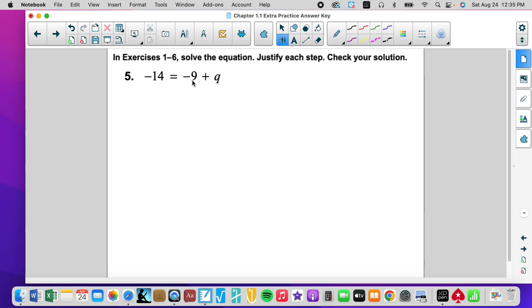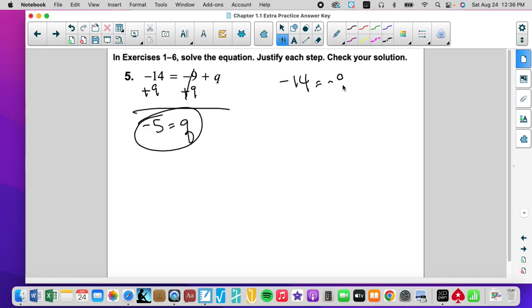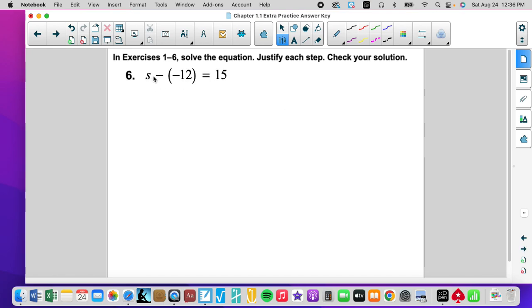So we have a negative 9. What gets rid of a negative 9 is a positive 9. And that is going to cancel. We're left with negative 5 equals Q. And we're going to check it. Make sure that that worked for my equation. Negative 9 plus negative 5 is negative 14. That worked.